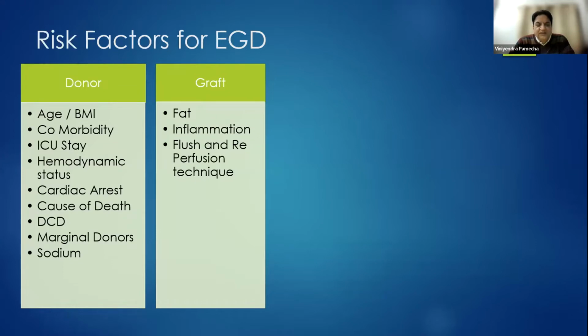Then in graft-related factors like steatosis, steatohepatitis, then the techniques of flush, again, there have been lots of techniques which have evolved over the time. And different techniques have been shown that they can actually cause early graft dysfunction as well.